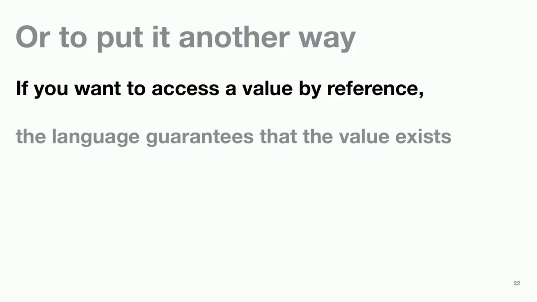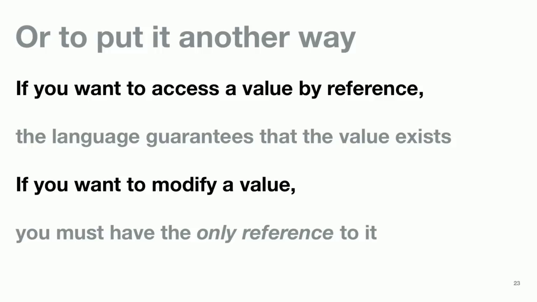To put it another way, because maybe that's not entirely clear, we'll say it again, but in a different way. If you want to access a value by reference, the language guarantees that the value exists. And if you want to modify a value, you must have the only reference to it.